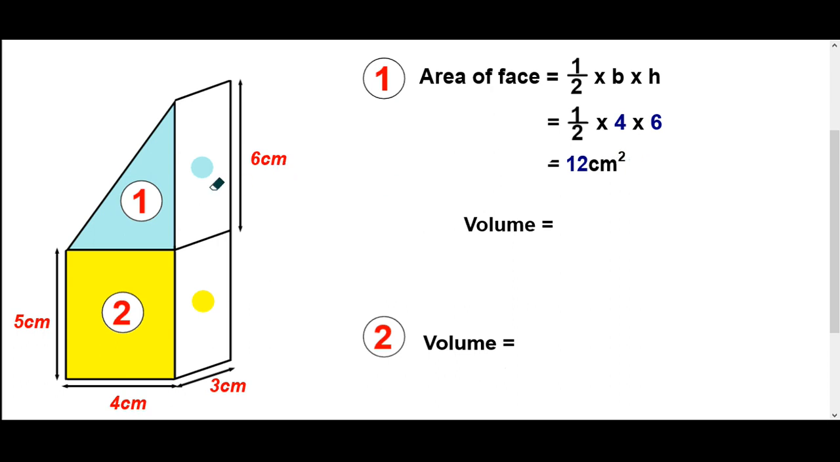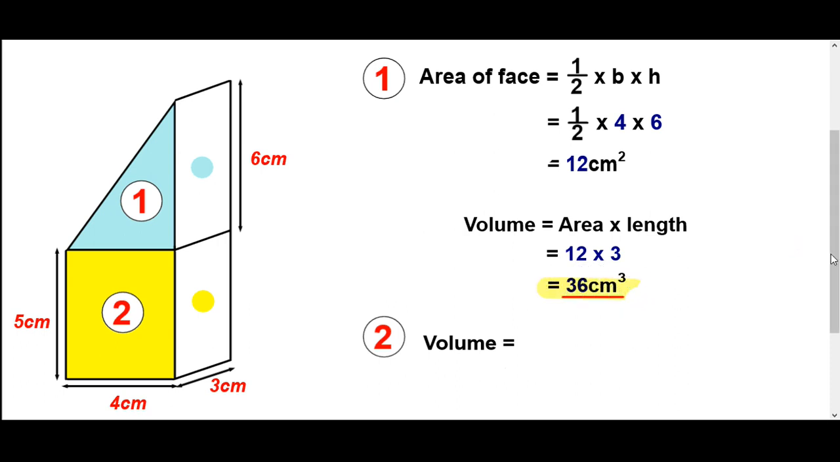So the volume of this blue part at the top, or this whole prism here, it's just the same formula as before, area times length. So we know the area of the face is 12. We have to think about how long the prism is, so it goes all the way along here. And if we look down here, we can see that's 3. So all the way along there is 3. So it's 12 times 3, and that will give you 36 centimeters cubed.